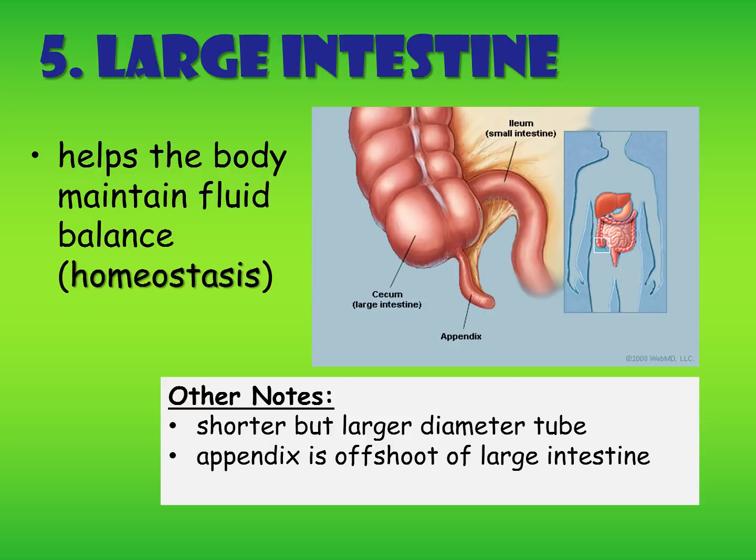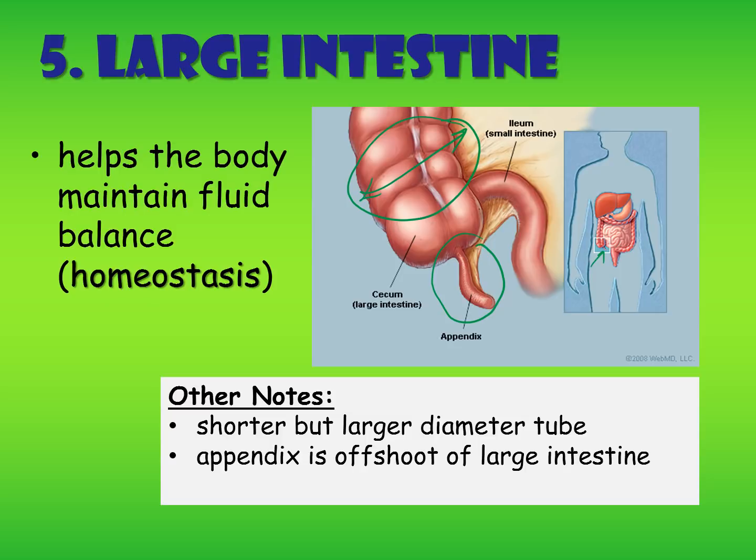The other thing about it is that it is called large because the diameter of the tube is wider than the small intestine. It's not as long as the small intestine. And the other little trivia thing to know is that this is where our appendix is located. Our appendix is this little offshoot of the large intestine right here. And, you know, you can live without it. We don't think it has a function.